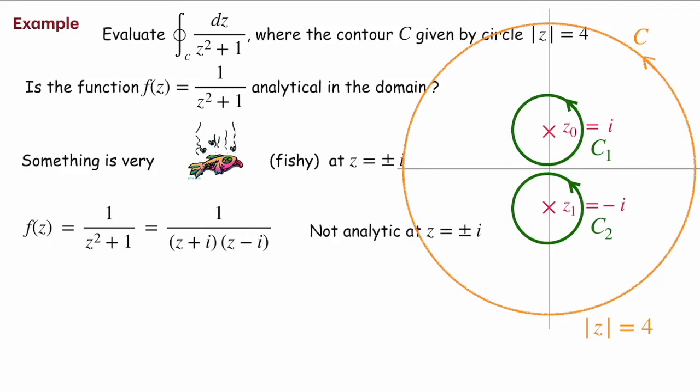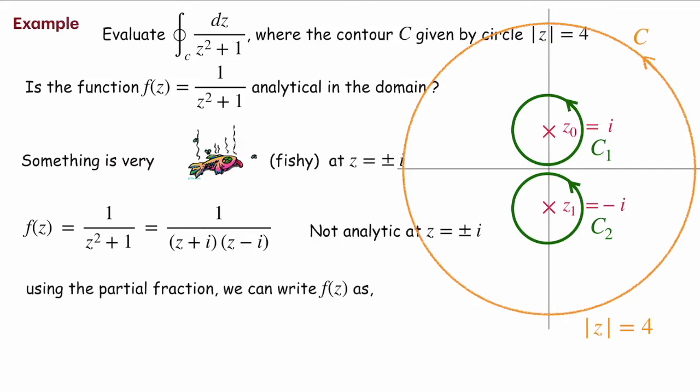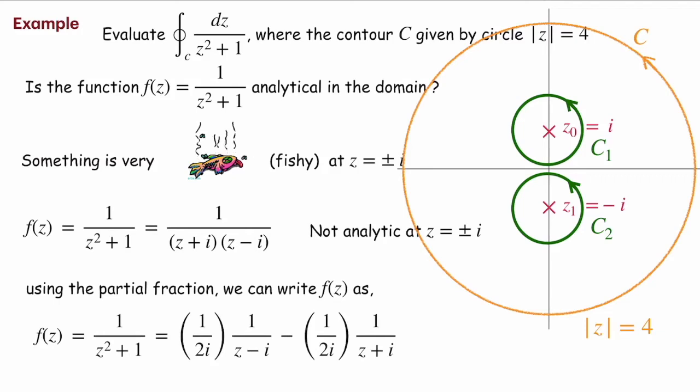Then we know from the earlier theorem that this corresponds to the sum of contour integrals of the function over contours C1 and C2. So we go ahead, but before doing that we rewrite the function in terms of partial fractions. We write f of z as 1 by 2i times 1 by (z minus i) minus 1 by 2i times 1 by (z plus i). This is to separate the two terms as a sum so that we can integrate them separately. If they are a product, then we cannot do this in a straightforward fashion.